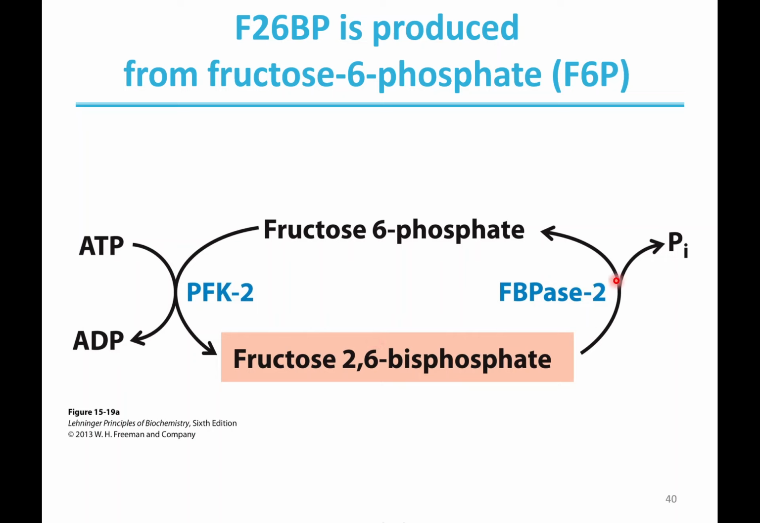It's a different enzyme called PFK2, and it uses ATP in that process to add the second phosphate group. It's dephosphorylated by fructose bisphosphatase 2, FBPase2. Again, not to be confused with the enzyme in gluconeogenesis, FBPase1. That's a different enzyme. And it turns out these two enzymes are actually part of the same complex. One side has the PFK2 activity, and the other side has the phosphatase activity.